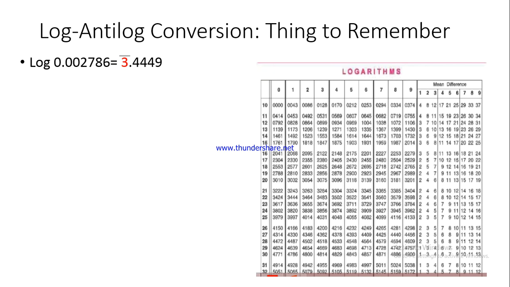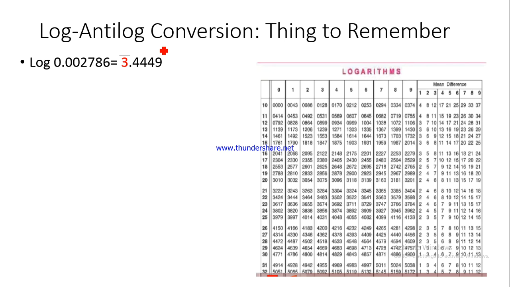Now, you would recall that this was one example that we had taken up in probably the first or the second session. Here we have found out the log of this value, which is 0.002786, and it is coming out to be 3 bar. I hope you remember that this particular thing here is basically called bar. Basically it is denoting the negative sign, right?